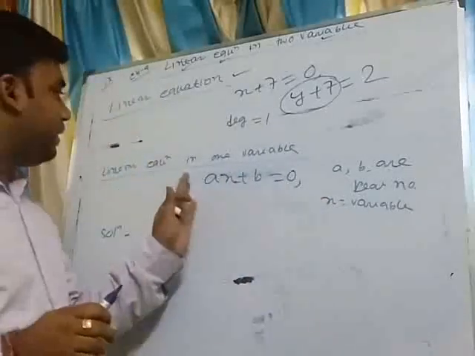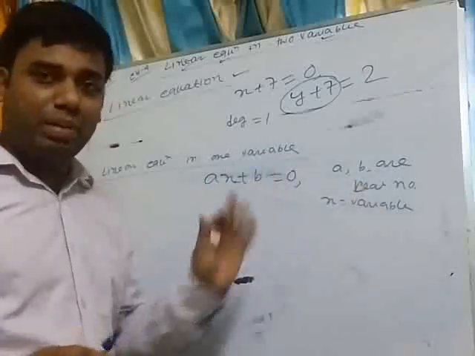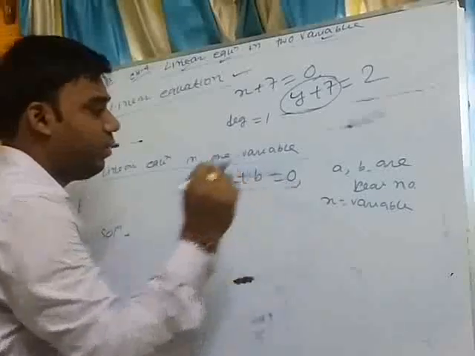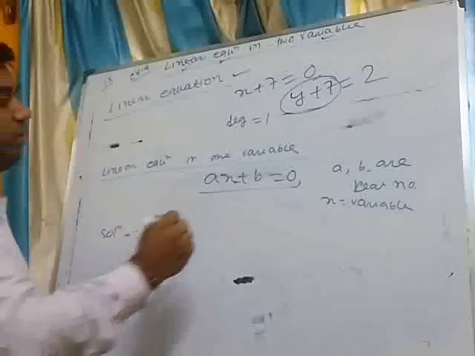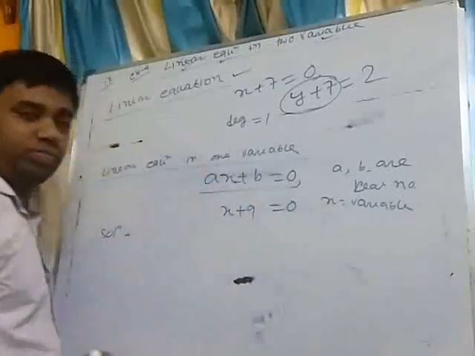Then the general form of a linear equation in one variable is ax plus b equal to 0. Here a and b are real numbers and x is the variable, and a must not be 0. This is the general form of a linear equation in one variable. For example, x plus 9 equal to 0.